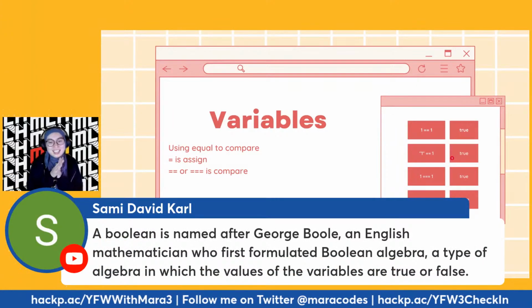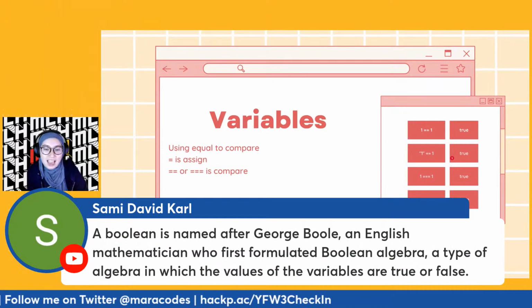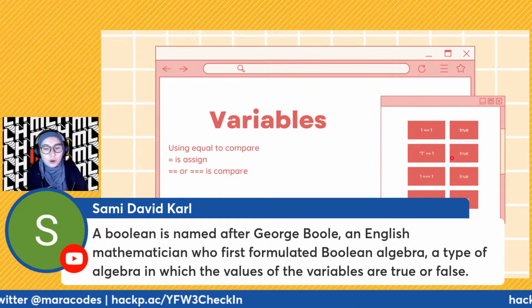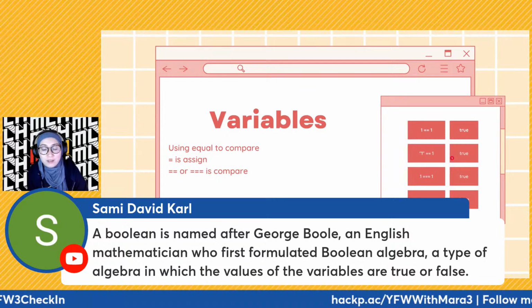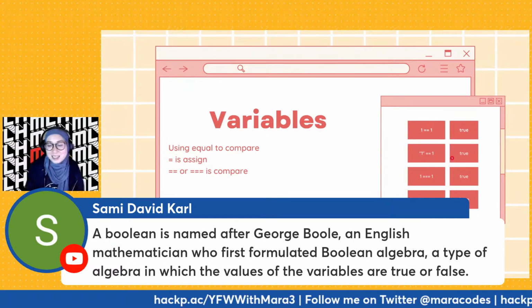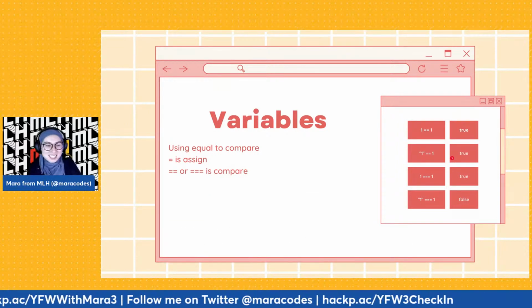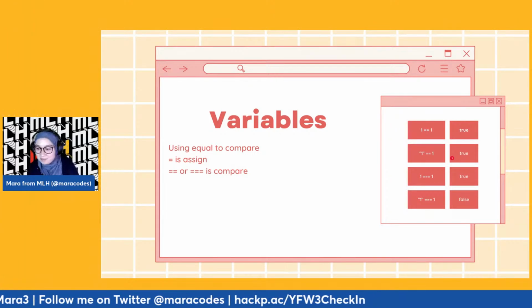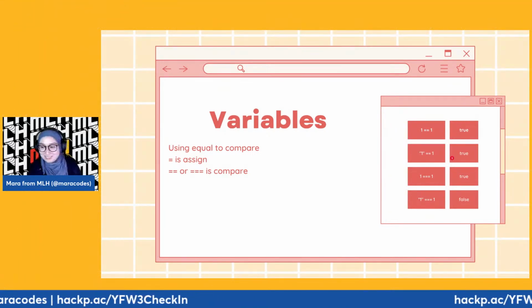Ooh, history lesson, let's go. A Boolean is named after George Boole, an English mathematician who first formulated Boolean algebra, a type of algebra in which the values of the variables are true or false. Thank you, Sami. I appreciate it. I love a little history lesson.